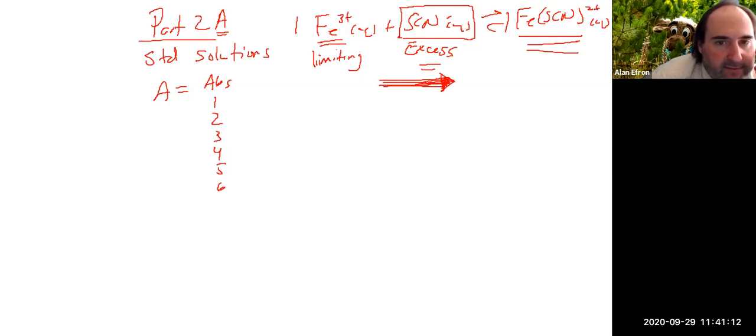And you will be able to figure out the concentration of everybody. You'll be able to figure out the iron 3 concentration. You'll be able to figure out the SCN minus concentration from the table. And the one that's really important here is going to be the iron 3 concentration. Again, it is the limiting reagent. It is the one that's going to determine how much product that you make.